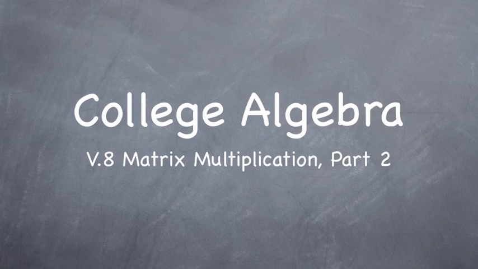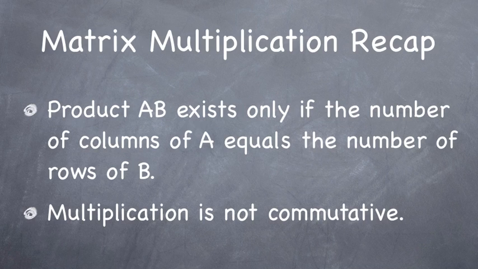This is lesson 5.8 on matrix multiplication, part 2. So in the last lesson, we learned a couple of quick and simple things about multiplying two matrices. The main thing that we recognized is that the only time that we can multiply two matrices is if their sizes match up just so.